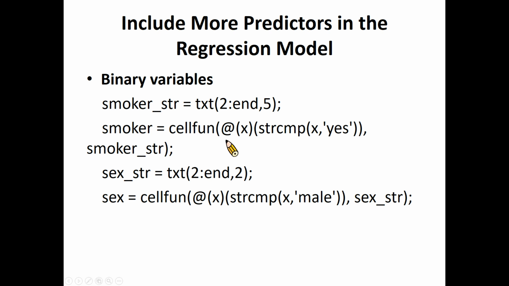So you want to convert all the results of yes to the number 1, and the others to be 0. And this can work for a binary variable because I have only two statuses, so it's either 0 or 1. Okay, so I can show you how to do this in MATLAB.